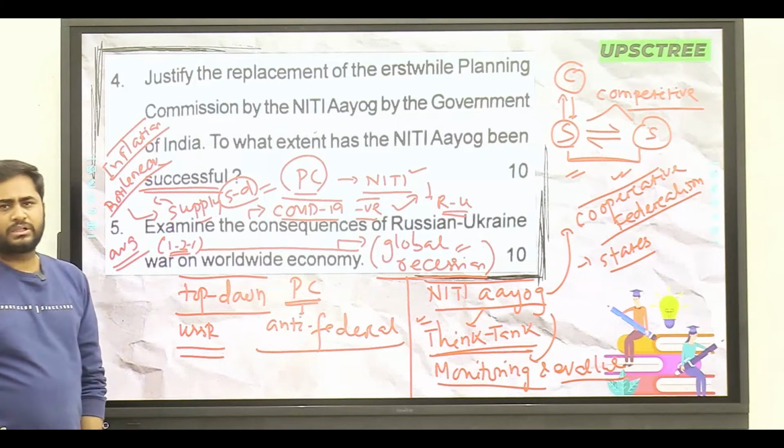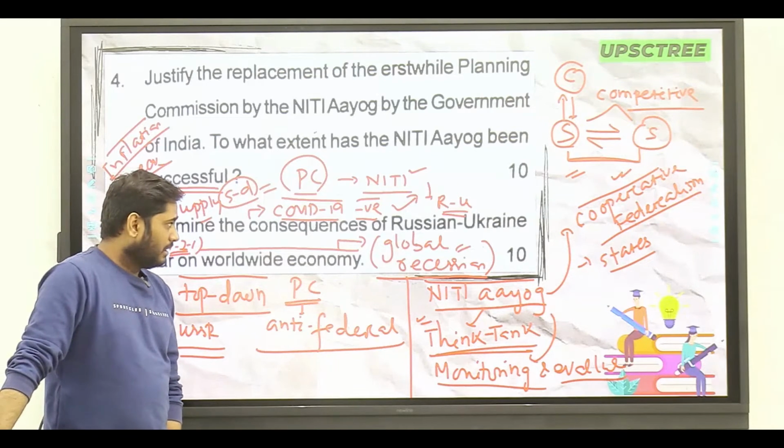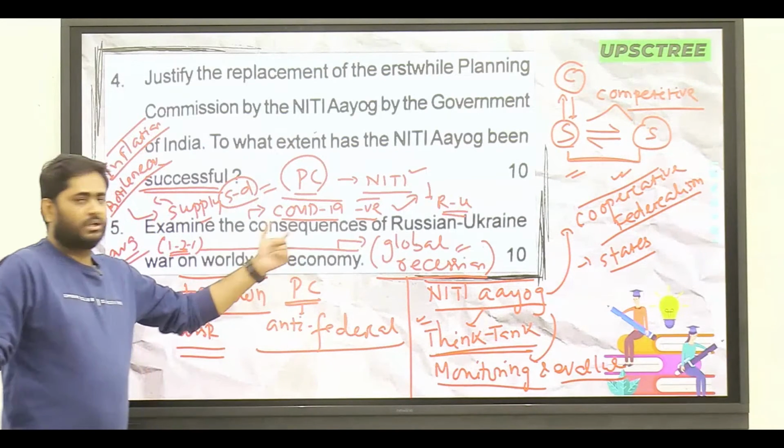Then sanctions are also there. The USA and their allies have imposed a lot of sanctions on Russia, which is bad for the global economy. You can write that aspect.